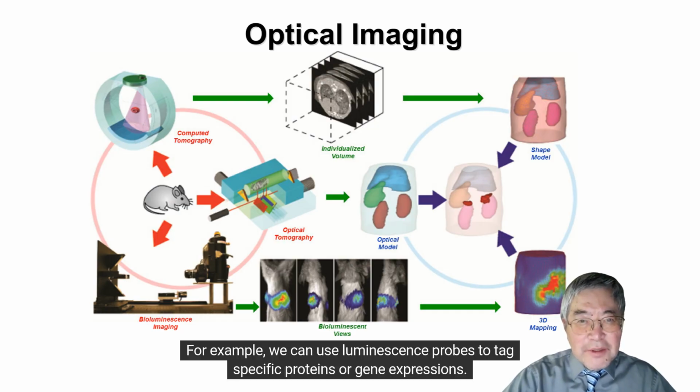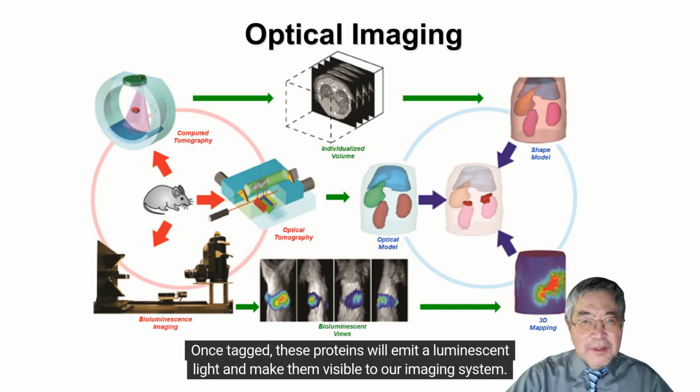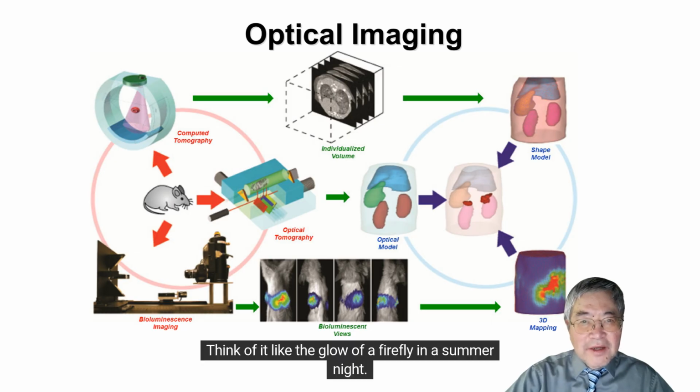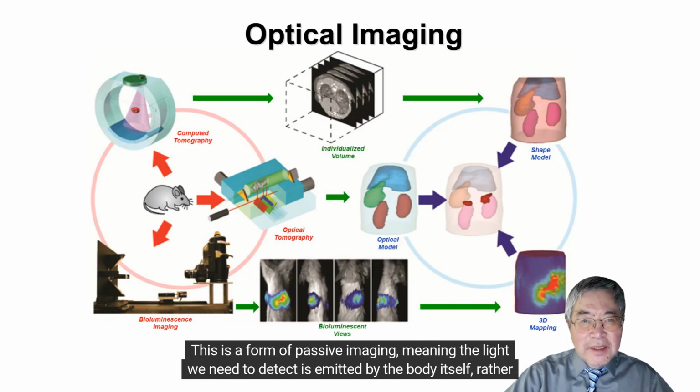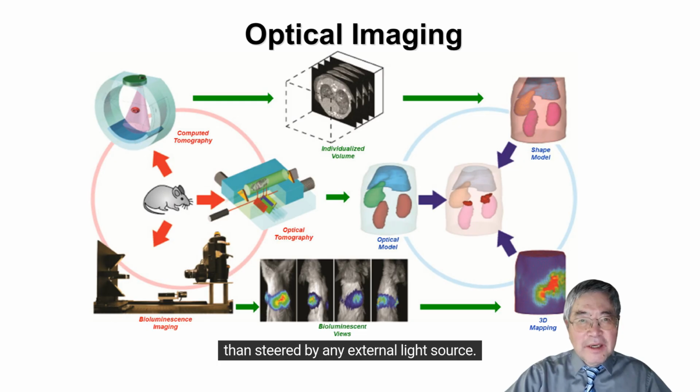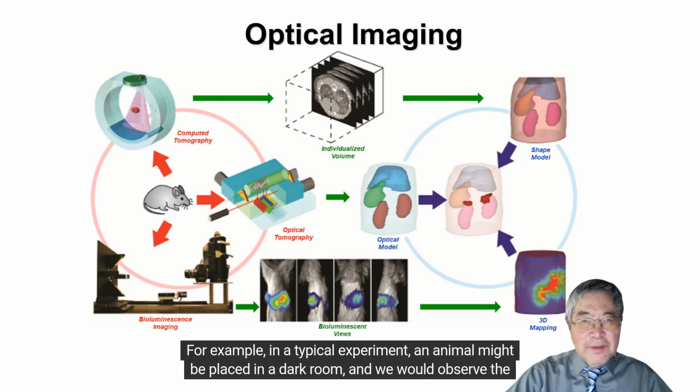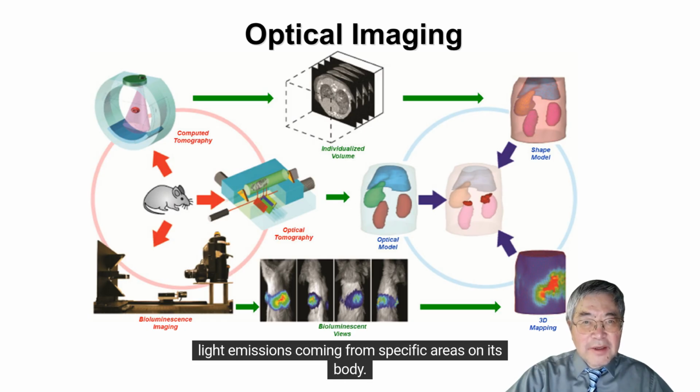For example, we can use luminescence probes to tag specific proteins or gene expressions. Once tagged, these proteins will emit a luminescent light and become visible to our imaging system. Think of it like the glow of a firefly on a summer night. When certain proteins or cells are tagged, they emit bioluminescent light, which we can detect. This is a form of passive imaging, meaning the light we detect is emitted by the body itself rather than stimulated by any external light source. For example, in a typical experiment, an animal might be placed in a dark room and we would observe the light emissions coming from specific areas on its body.